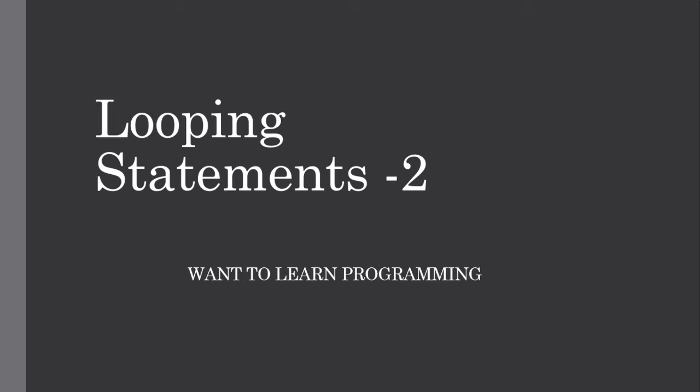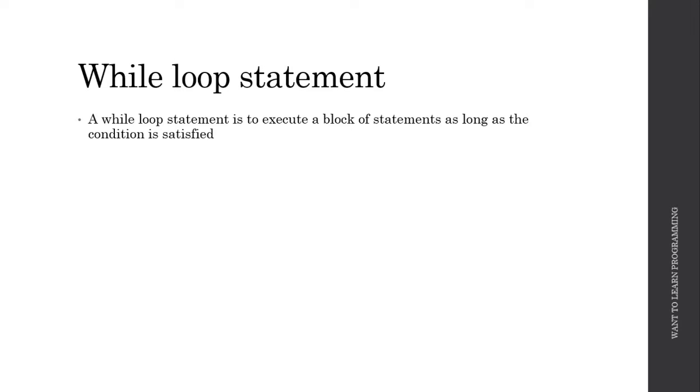In this video, we will look at what are while and do while loops. Let's look at what a while loop is. A while loop is a statement which is used to execute a block of statements as long as a certain condition is specified. If you look at the definition, its working looks very similar to that of a for loop.